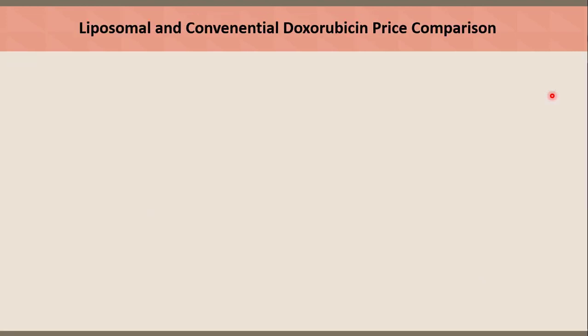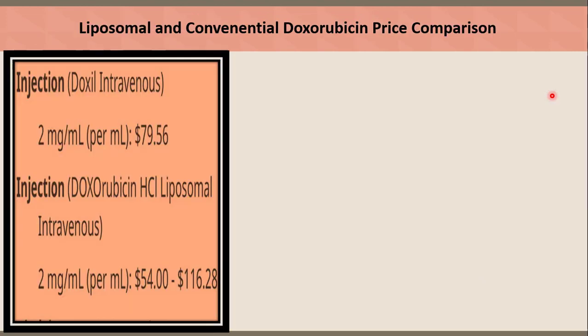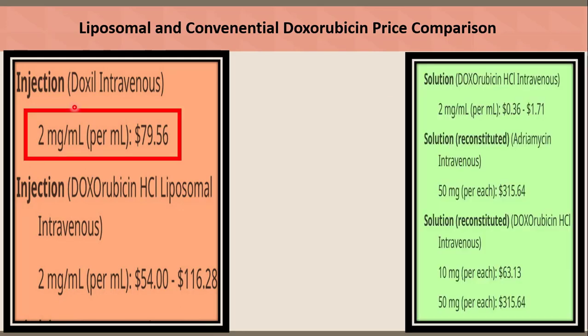Liposomal and conventional doxorubicin price comparison: for the Doxil intravenous, each milliliter costs around $79.56 for each 2 mg per ml, compared to only 36 cents to $1.71 as a cost for each milliliter of conventional intravenous doxorubicin with a concentration of 2 mg per ml.